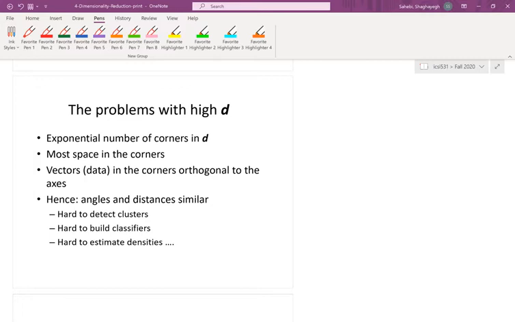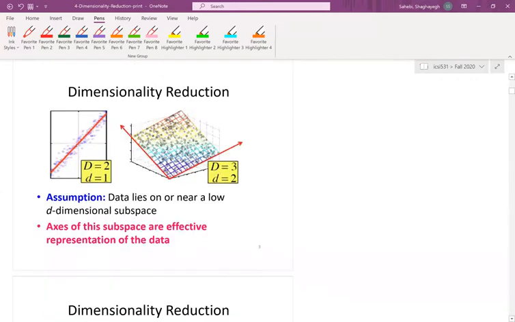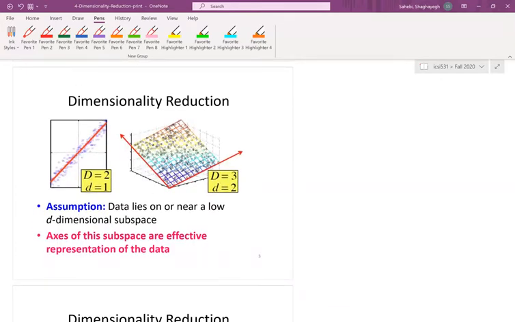So as a result, all the angles and distances are going to be similar in data with high D. And then it is going to be really hard for us to find patterns in the data. For example, it's going to be hard to detect clusters. It's going to be difficult to build classifiers to understand what class each data belongs to, et cetera. And we have seen that examples exist, like normal distribution, where this happens. And now today we are going to talk about dimensionality reduction. That is a way to alleviate this problem.